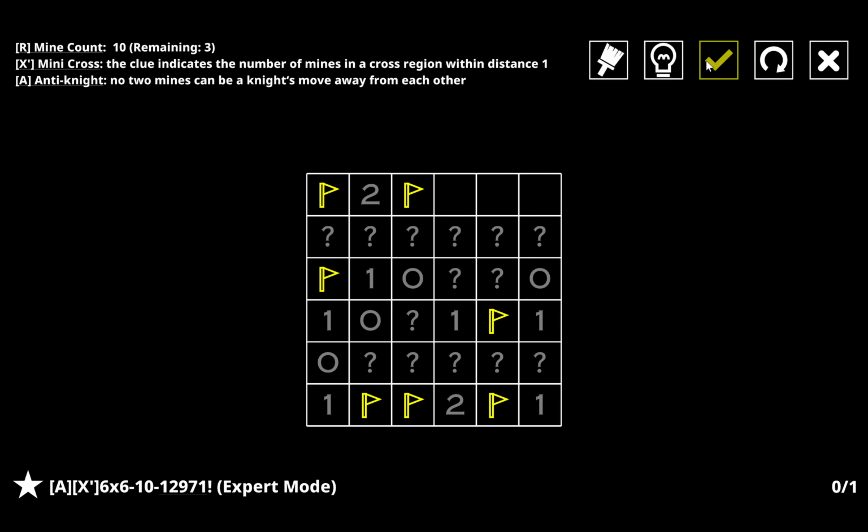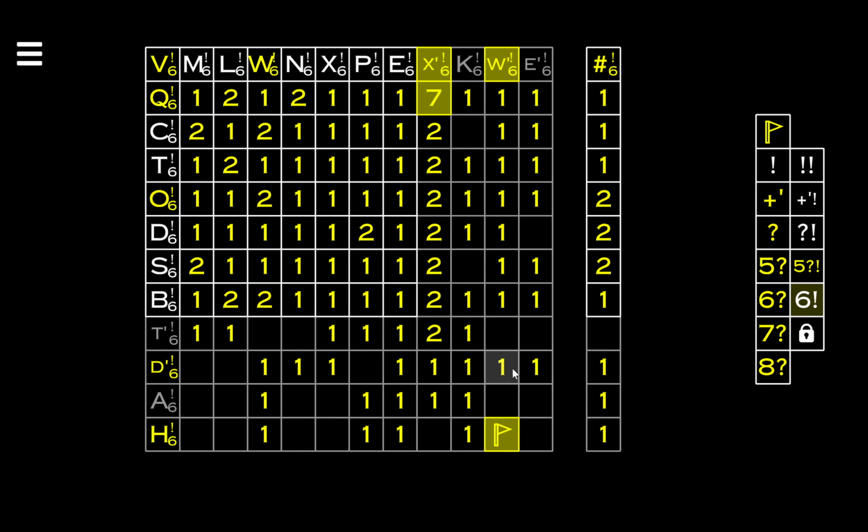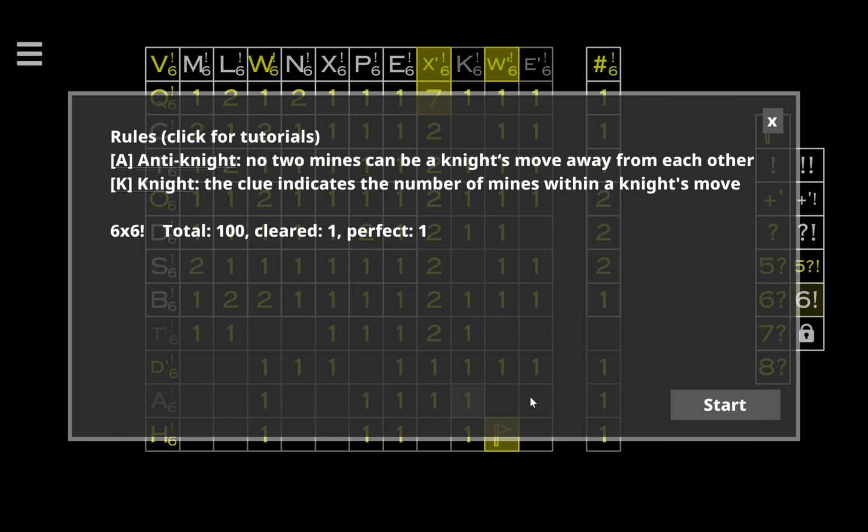We only have 3 cells left, 3 mines left. There we are. That one was much quicker. I guess we'll also go ahead and, I can't pass up the opportunity to do Anti-Knight, despite the fact that I actually do not like this one very much.